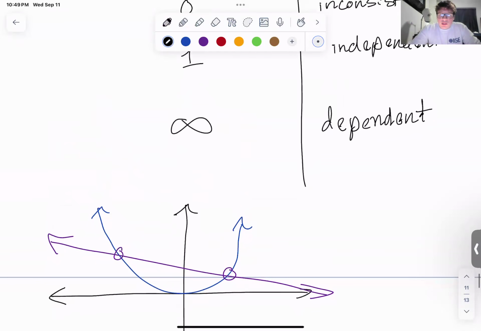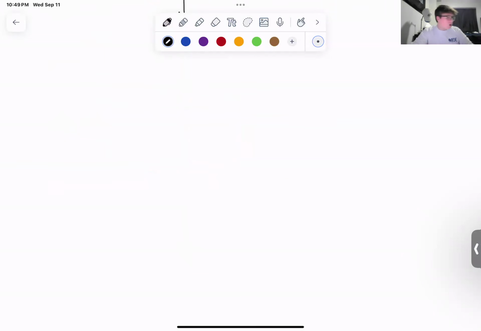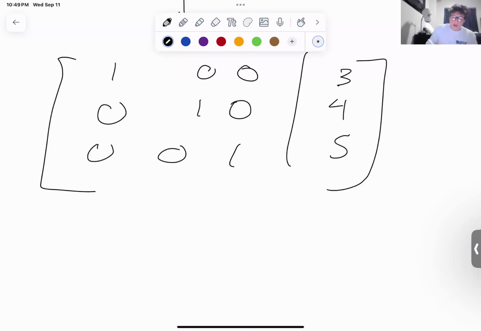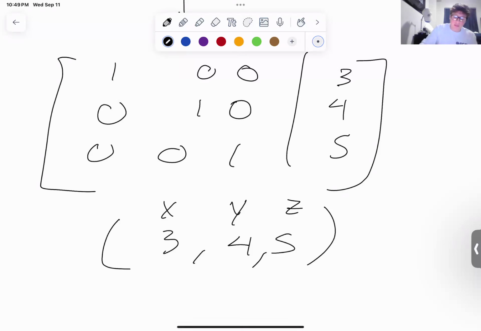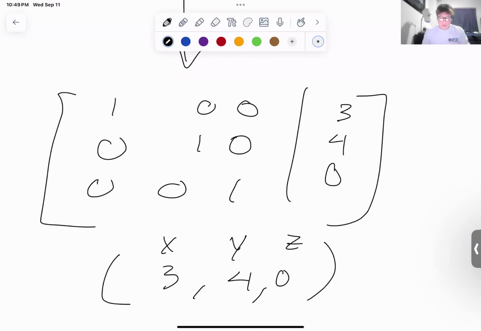What makes an independent solution in a RREF matrix? Okay, so an independent solution in a RREF matrix is going to be basically something like this: 1 0 0, 0 1 0, 0 0 1, with 3, 4, 5, where X, Y, and Z all have a value. That's going to be an independent solution in a RREF matrix. This value could be 0. I mean, it could be 0. But remember, there's X equals 3, Y equals 4, Z equals 0. All of them have a value. So that's an independent solution.